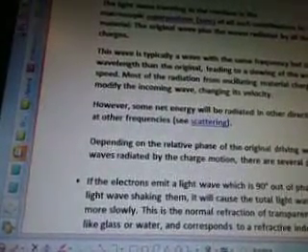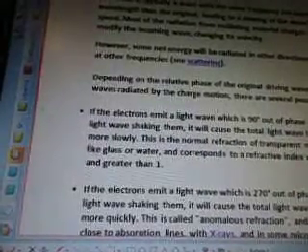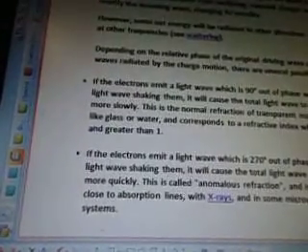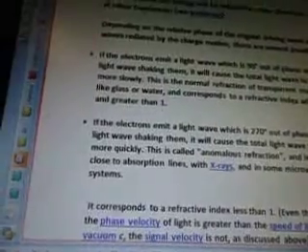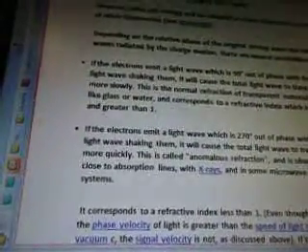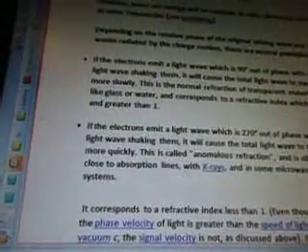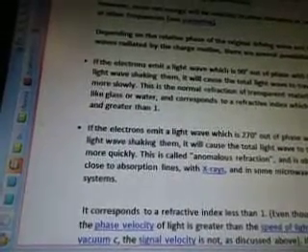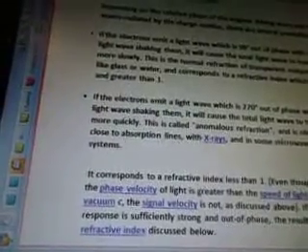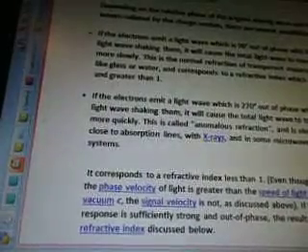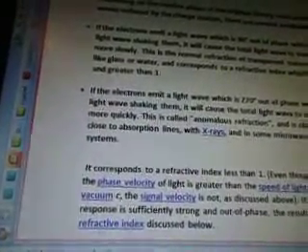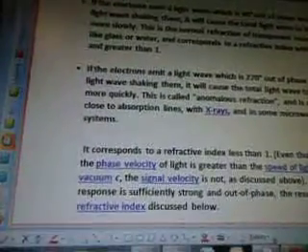Most of the radiation from oscillating material charges will modify the incoming wave, changing its velocity. However, some net energy will be radiated in other directions or even at other frequencies, scattering. So depending on the relative phase of the original driving wave and the waves radiated by the charge motion, there are several possibilities. If the electrons emit a light wave which is 90 degrees out of phase with the light wave shaking them, it will cause the total light wave to travel more slowly.